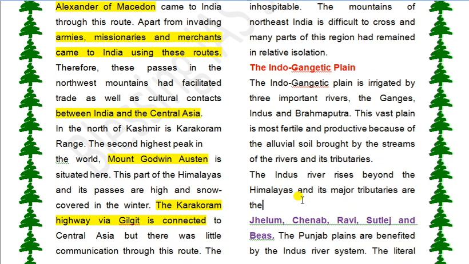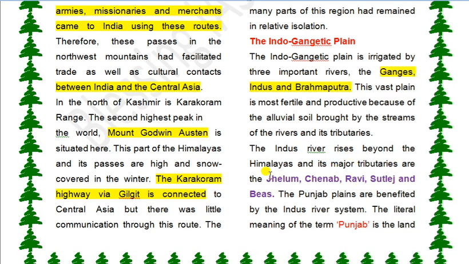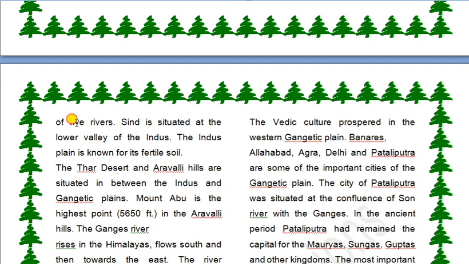The Indo-Gangetic plain is irrigated by three important rivers, that is Ganges, Indus, and the Brahmaputra. This vast plain is most fertile and productive because of the alluvial soil brought by the streams of the rivers and its tributaries. The Indus river rises beyond the Himalayas, and its major tributaries are the Jhelum, Chenab, Ravi, Satluj and Beas. The Punjab plain benefits from the Indus river system. The literal meaning of the term Punjab is the land of five rivers.